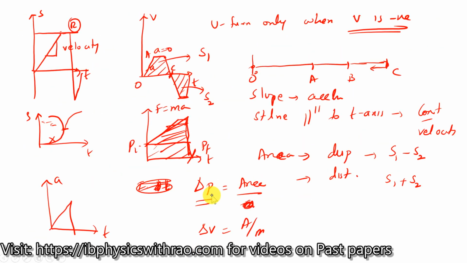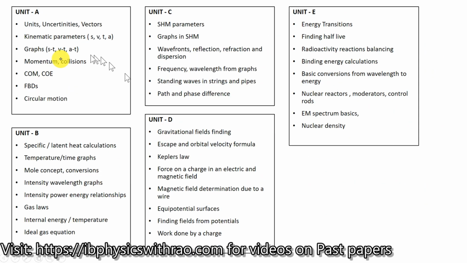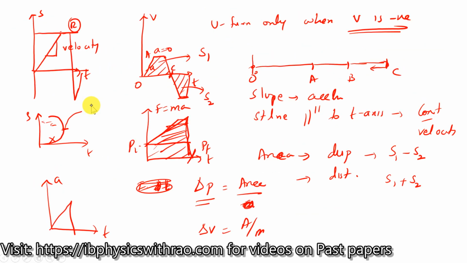Okay. Next, what all have we done so far? Let me go back to this. You see, we have done momentum, collision, COM, FBDs. Finally comes the circular motion. We have not done COE. I'll tell you COE also. Okay. Next is COE. So what is COE?